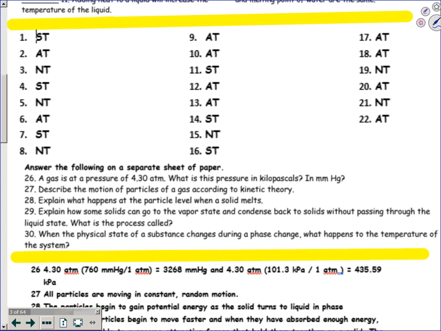Right? How many did you get out of 22? Write it on the side of your paper someplace. Like 21 out of 22 or 15 out of 22. Just for your own personal reflection, how well you're doing on your own.